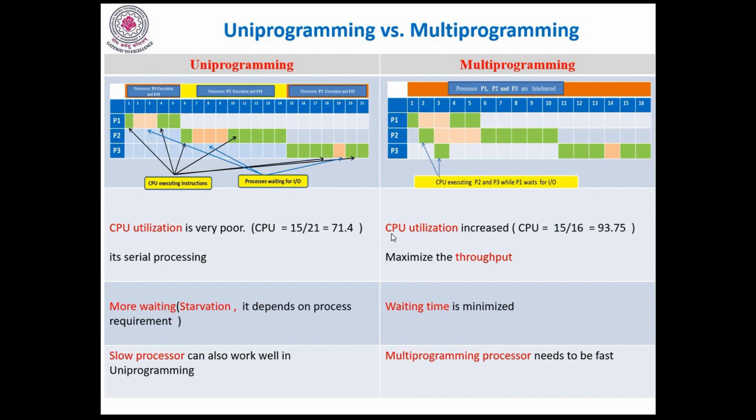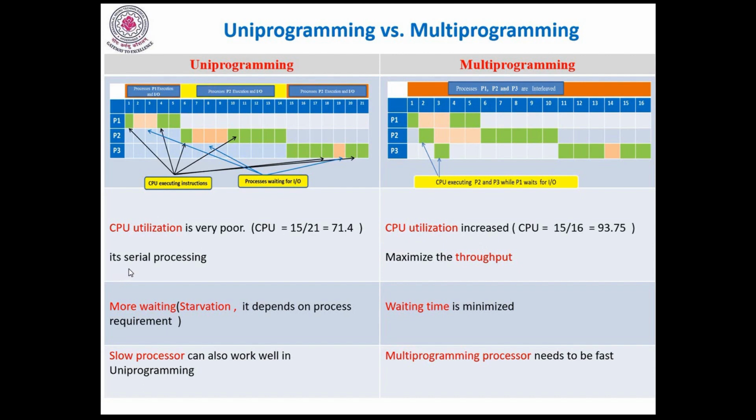For the same example, I am calculating the CPU utilization in multi-programming. The CPU is idle only in the 14th millisecond. So when it is idle for 1 millisecond, for completion of all these jobs the total time is 16. 16 minus 1, so 15. 15 divided by the total time 16 equals 93.75. When we compare CPU utilization in uniprogramming and in multi-programming, the multi-programming value is higher. So CPU utilization is increased compared to uniprogramming.